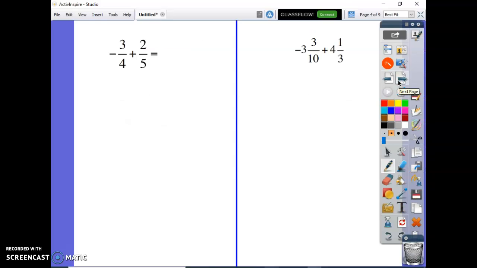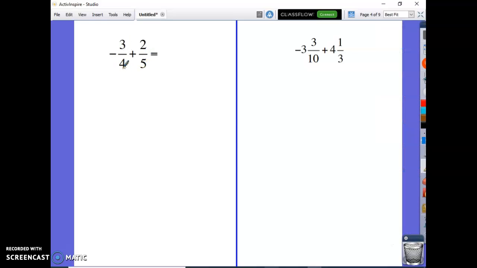Okay, now we're on to uncommon denominators. We have negative 3/4 plus 2/5. When we have uncommon denominators, whenever we're adding or subtracting, we must first find a common denominator. Well, what's a common denominator for 4 and 5? It's going to be 20. So I'm going to multiply this denominator by 5 and this one by 4. And whatever I do to the bottom, I must do to the top. So I'm going to multiply my numerator by 5, and I'm going to multiply this numerator by 4.